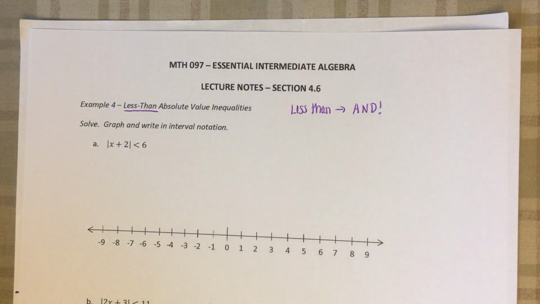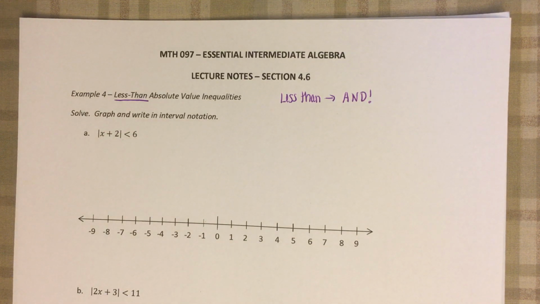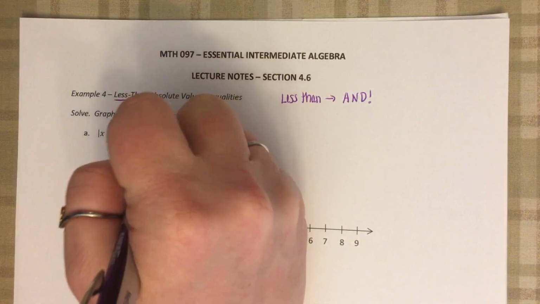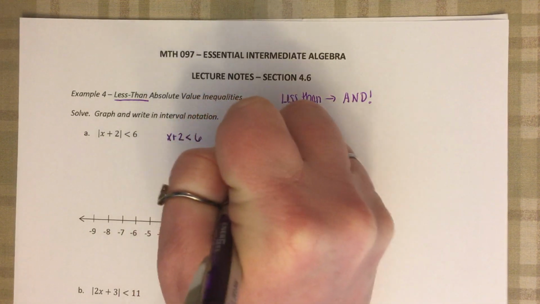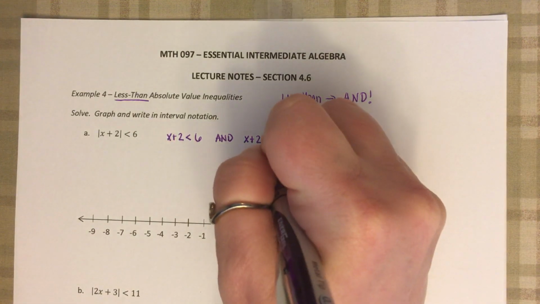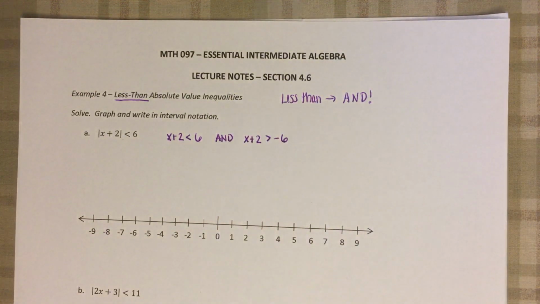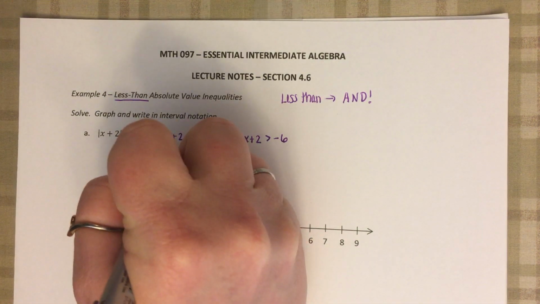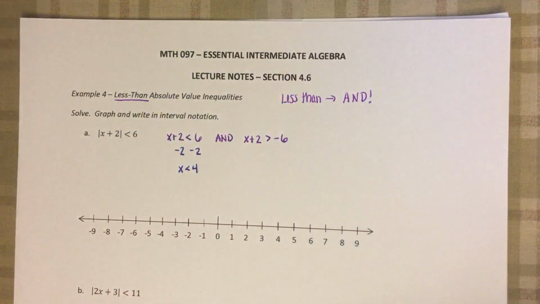So let's look at this first example here. Again, we're told to solve, graph, and write our answer in interval notation. This time we don't just have an x in the absolute value, we have an x plus 2. So I'm going to rewrite this as x plus 2 is less than 6 and x plus 2. That part doesn't change. We flip our symbol, so instead of a less than sign, we have a greater than sign, and we flip our sign, so instead of a positive 6, we have a negative 6. Then I'm going to solve this one. I subtract 2 from both sides. I get x is less than 4.